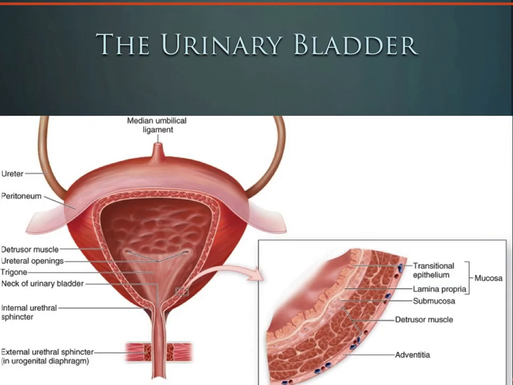Now, the urinary bladder is an amazing organ. It's capable of a tremendous amount of expansion and contraction. The muscle of the urinary bladder is known as the detrusor.